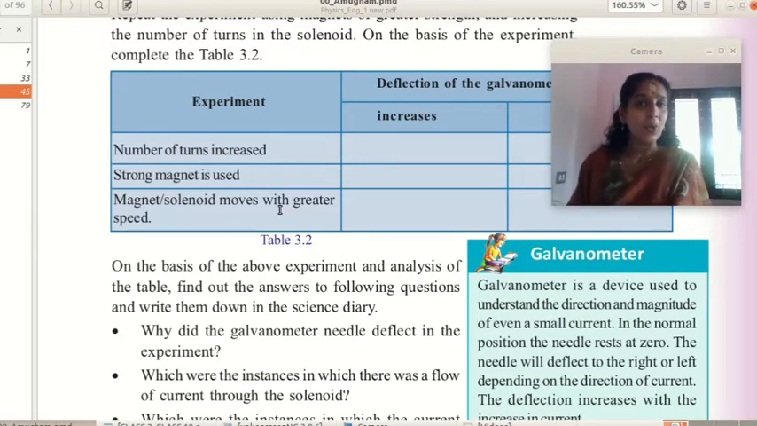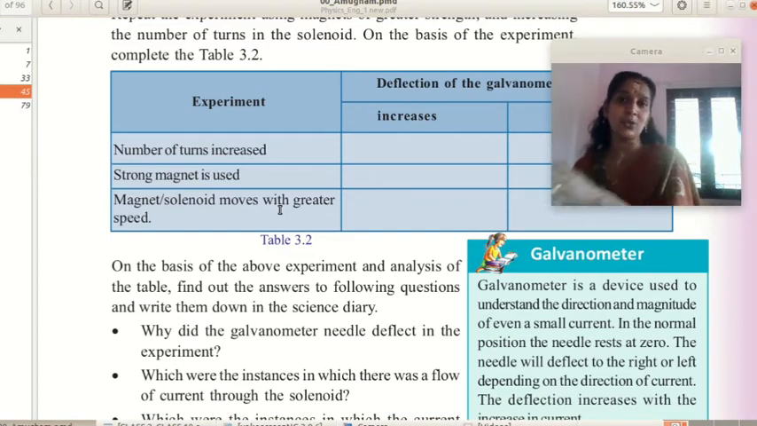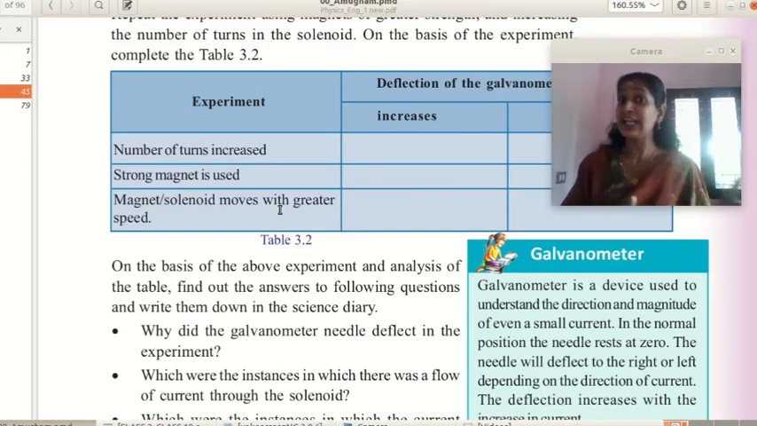If we kept the solenoid stationary and inserted the magnet into the solenoid with greater speed, that time also the deflection increases. This increased deflection shows that more current is produced there, more EMF is produced there, isn't it?